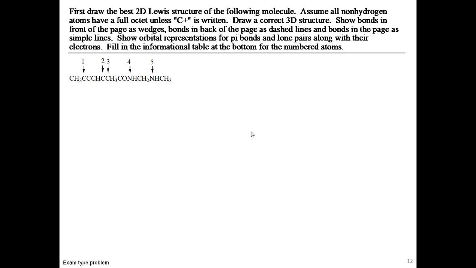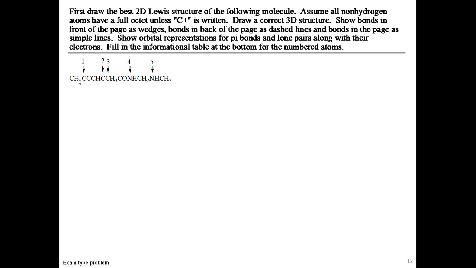Okay, so this might be an exam question type problem. Again, I have a condensed formula, and from this you have to figure out how to fill in all the sigma bonds. I have some numbers here, 1, 2, 3, 4, 5, because I'm going to ask you questions about the hybridization and the bond angles and the shape and the number of sigma bonds and the number of pi bonds and the number of lone pairs for each of these atoms that I'm pointing to.